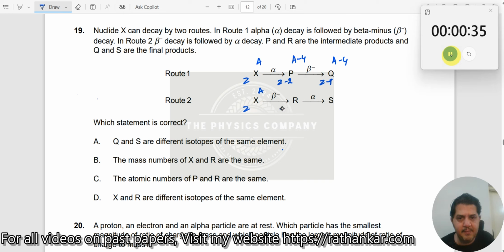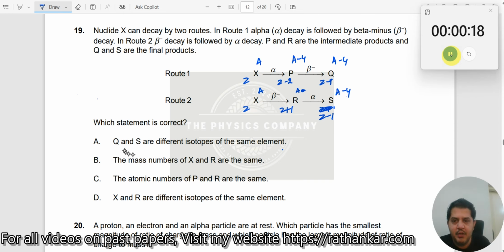And here this will become Z minus 1, A minus A itself, and this will become Z plus 1. Sorry, I'm sorry, this is Z plus 1, and this will become Z minus 1, and this will become A minus 4. This is what we get.